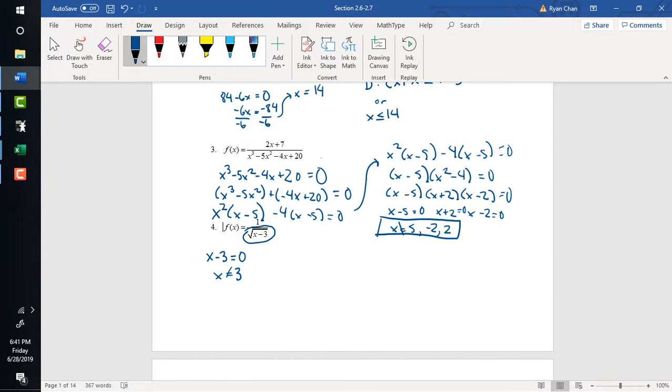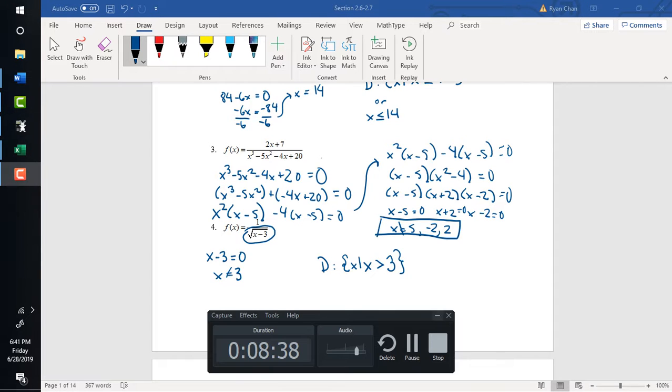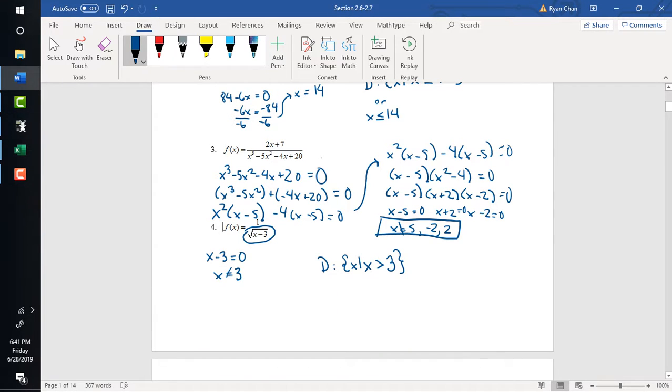my domain is going to be the following. X such that x is going to be greater than 3. I'm not going to include 3 because if I plug in 3, I'll actually get 0, which is on the bottom, okay? And it's greater than because it will remain positive that way. Okay? So that's just how to find domains of regular functions in general.